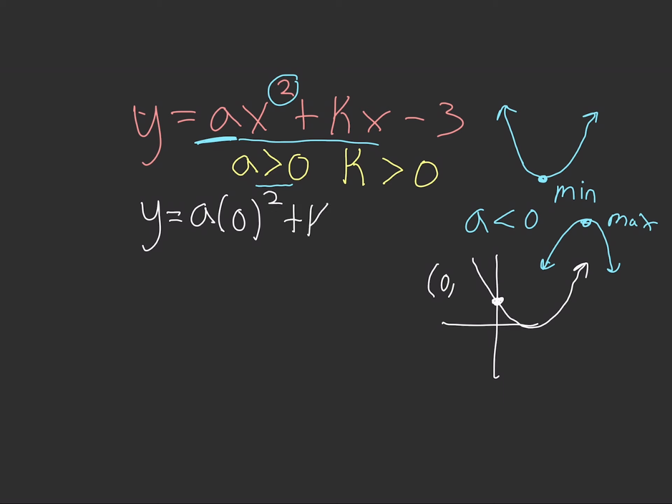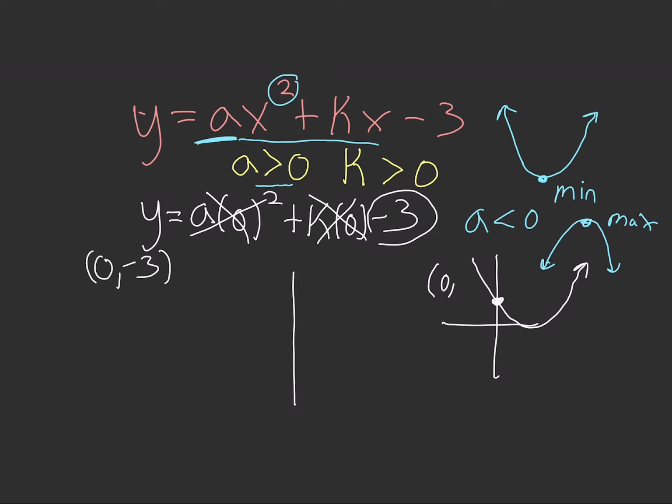Then we have the k here, and I'm putting in a 0 for that x as well, and then I have the minus 3. So this is going to give me my y-intercept. It doesn't matter what a is. This is all going to cancel. It doesn't matter what k is. This is going to cancel to 0. So we know that the y-intercept is right there. It's a minus 3. So right now we know that (0, negative 3) is on that graph.